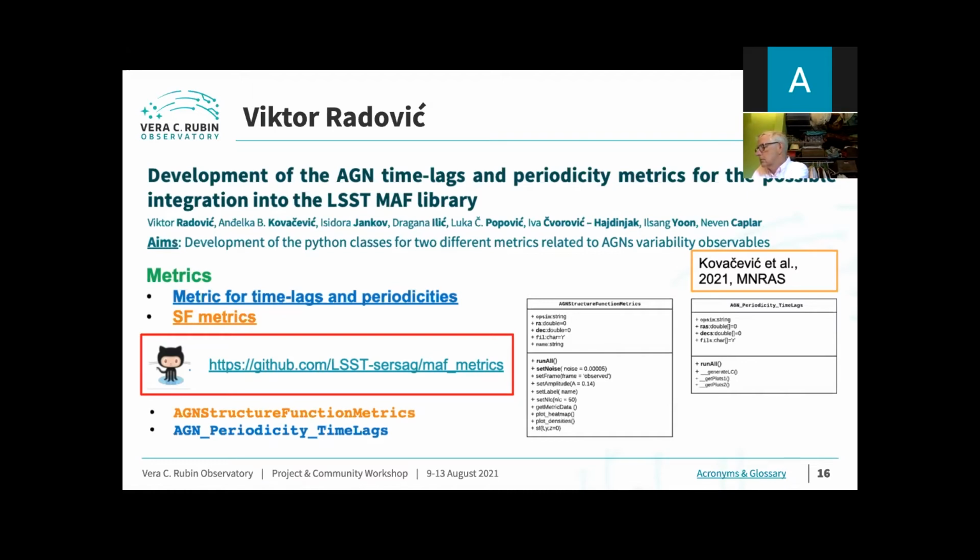These Python classes are submitted to the LSST MAF, and we are waiting for performance evaluation currently. And these classes are the AGN structure function metrics and the AGN periodicity time lag class. On this slide, we can see the UML diagram for each class. I would also like to mention that our code is publicly available on our GitHub repository, and the link is shown on this slide. Next slide, please.